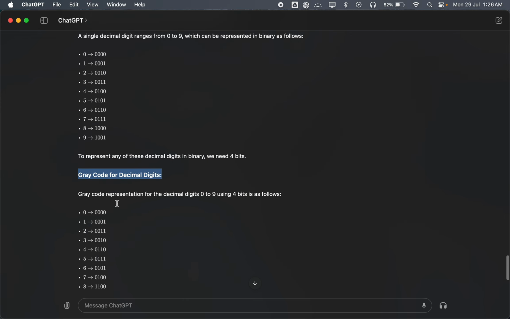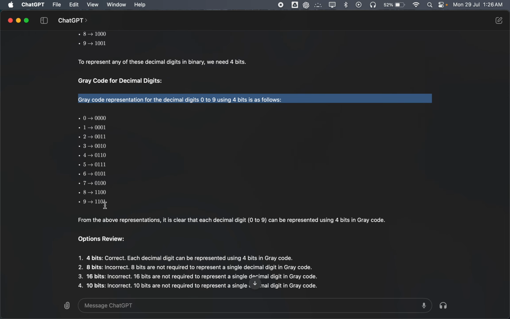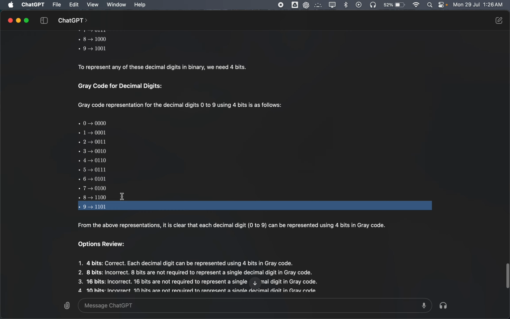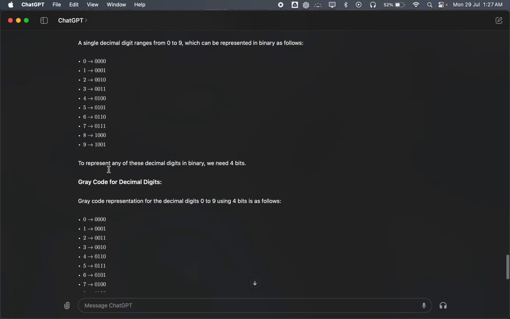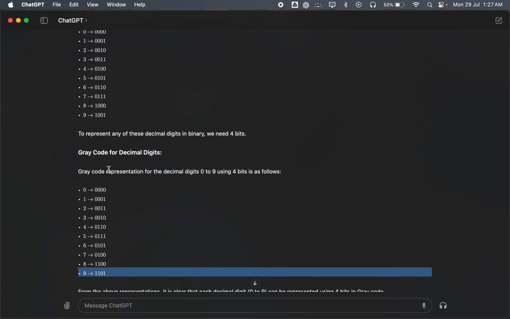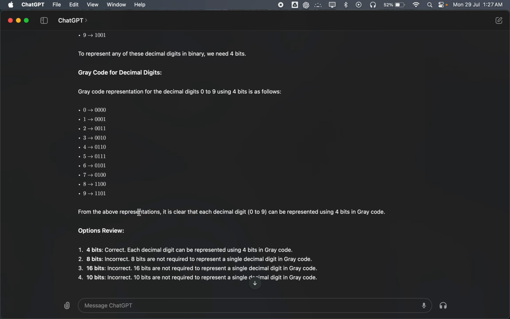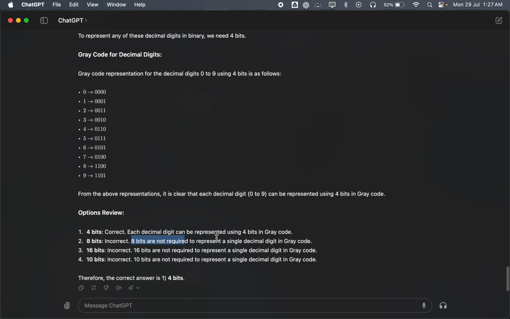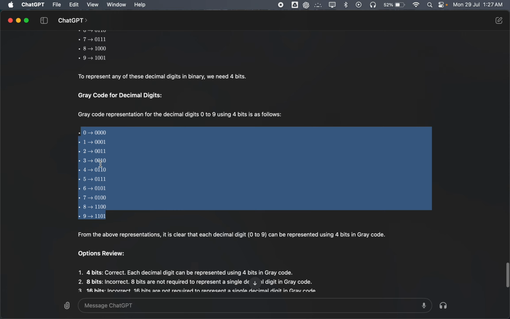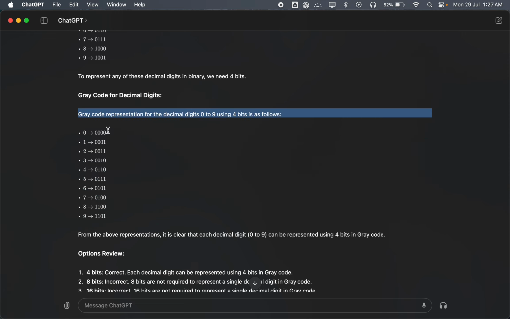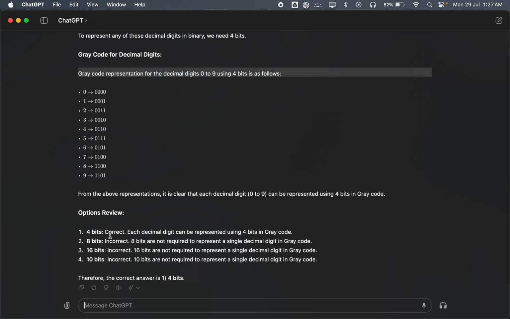Gray code for decimal digits. Gray code representation, it's the same, right? Okay, no, it's different. It still says that actually this is wrong. It has to be similar. So it says the 8 bit is wrong. 4 bit has to be the correct answer.